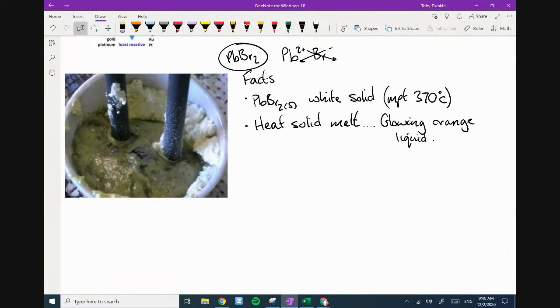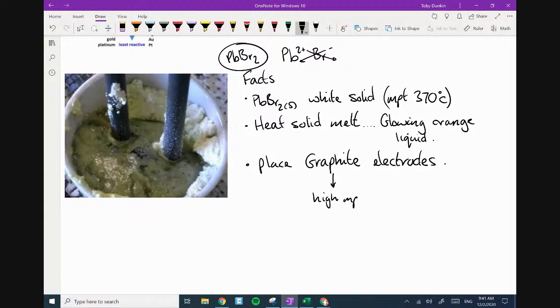And then what we do is, now you'll notice in the diagram, the key things here. Number 1, our electrodes. We then place graphite electrodes into it. So why do we use graphite? Nice to remind ourselves from the last lesson. It has a high melting point, high MPT. It conducts electricity, and it's inert, unreactive. We don't want this to react with whatever we're making. So we place our graphite electrodes in.